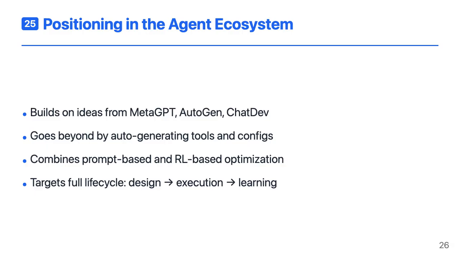Youtu-Agent sits in a growing ecosystem of agent frameworks, like MetaGPT, AutoGen, and ChatDev, which focus on multi-agent collaboration and role assignment. What's different here is the emphasis on automatically generating not just prompts, but also tool code and full configurations. On the optimization side, it unifies prompt-style verbal reinforcement, training-free practice, and full RL. The goal is to cover the entire lifecycle of an agent, from initial design through execution to continuous learning.